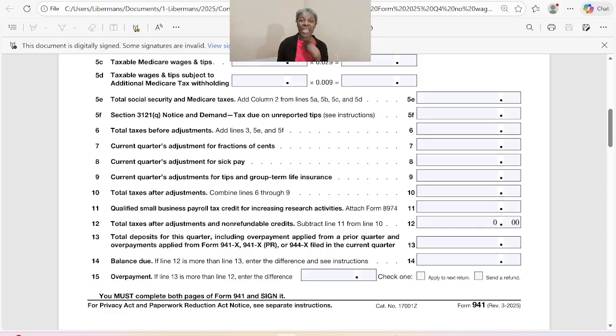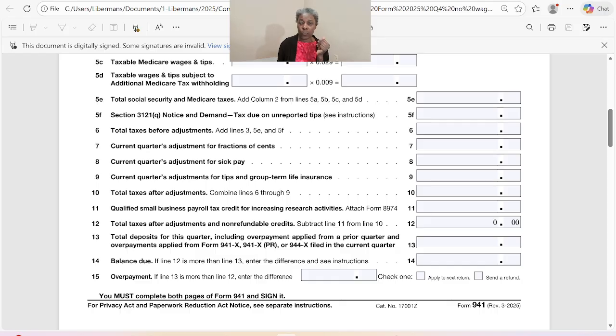Line 13, did you make any deposit to the IRS for payroll taxes during this quarter? Or from Q3, did you have any refund that you told them not to give you? Or Q2 or Q1 that you told them not to give you, but you are going to apply to the following return. If you have some refund that you asked them to keep for the next tax return, you'll put it on line 13. Again, here it is $0, therefore we leave it blank.